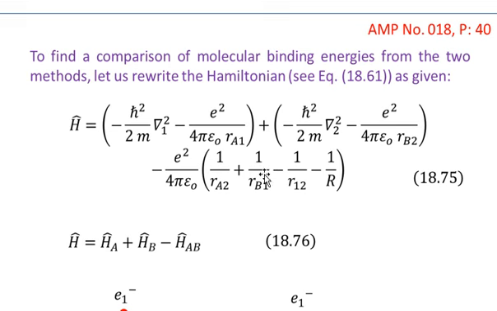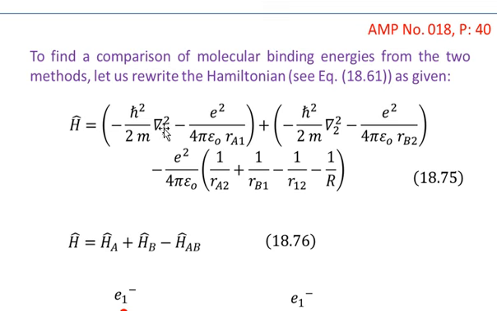And then I have the third term, which is minus e square over 4 pi epsilon naught, and the parentheses contain 1 over RA2 plus 1 over RB1 minus 1 over R12 minus 1 over capital R. You know that the first two brackets in equation number 18.7 can be written as the Hamiltonian due to nucleus A plus the Hamiltonian due to nucleus B minus the Hamiltonian due to both nucleus A and B.